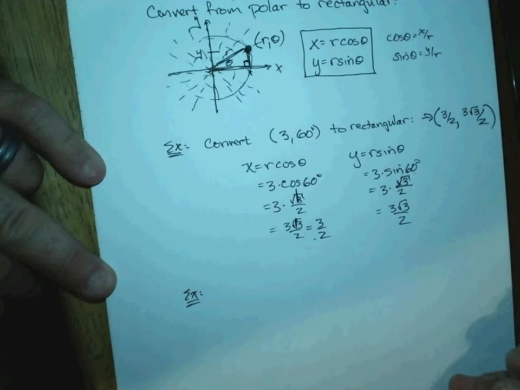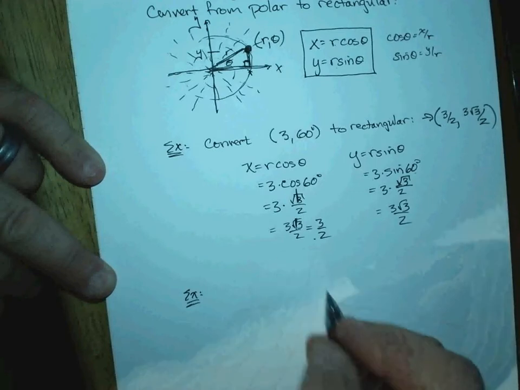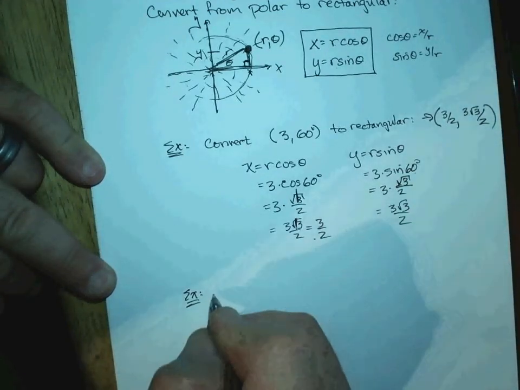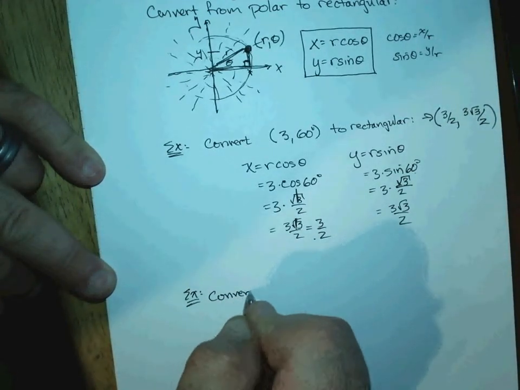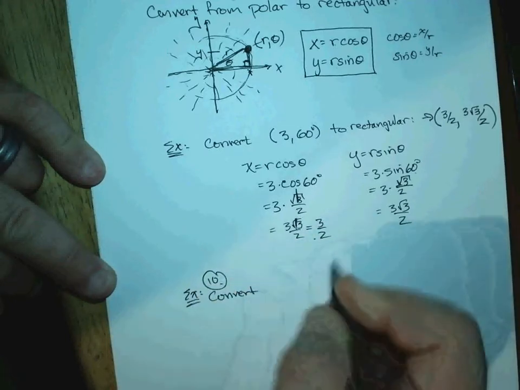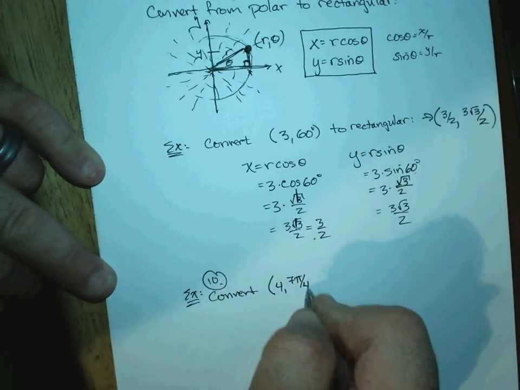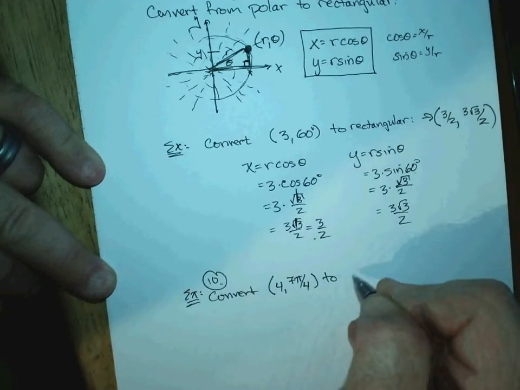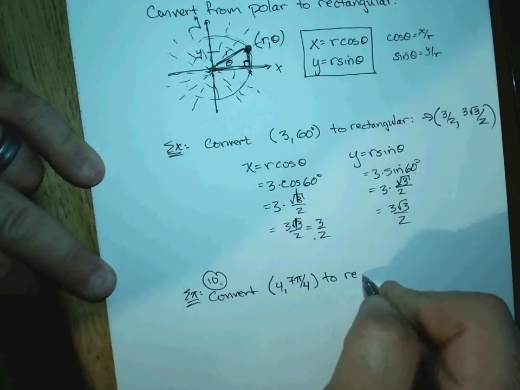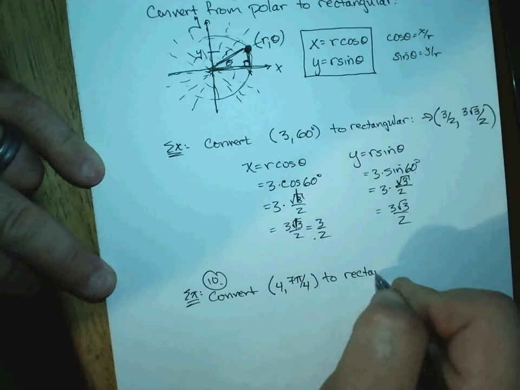Let's try one from the book, perhaps. Let's try number 10. We want to convert 4, 7 pi over 4 to rectangular, or again Cartesian if you want to call it that.